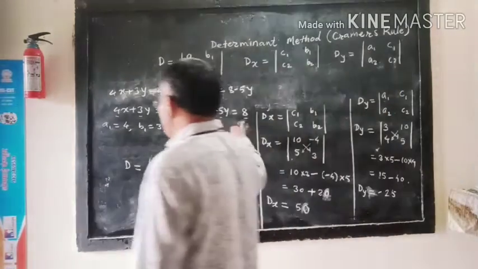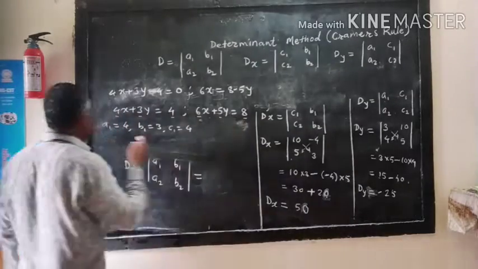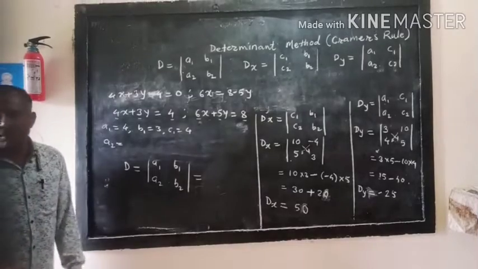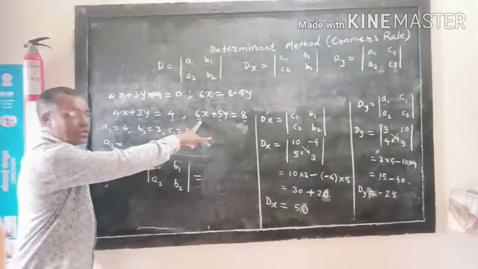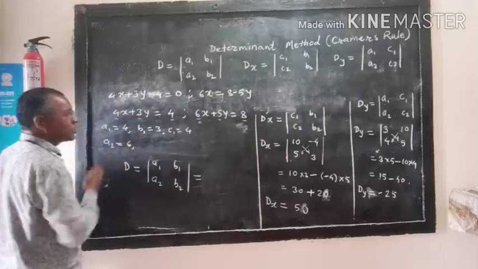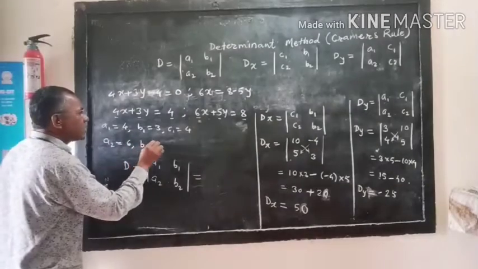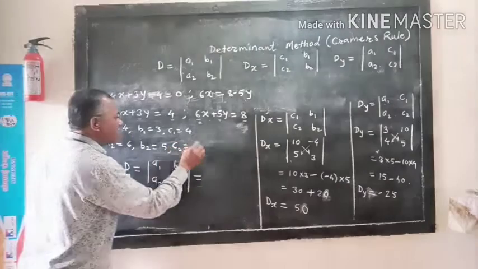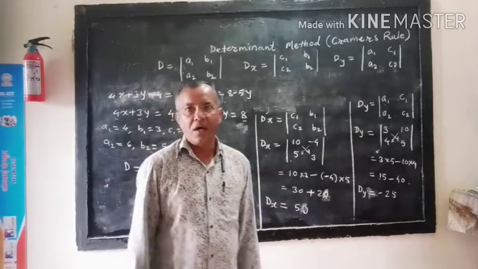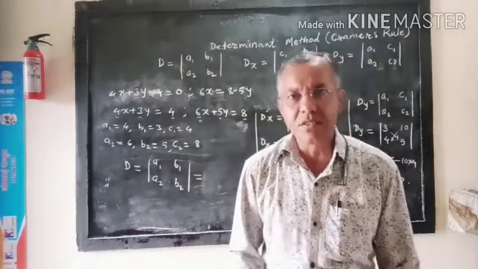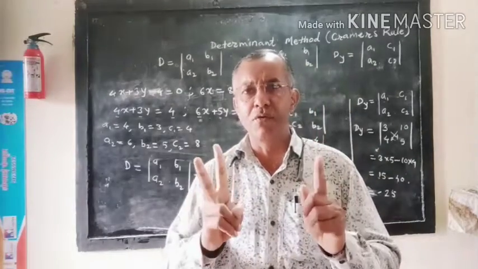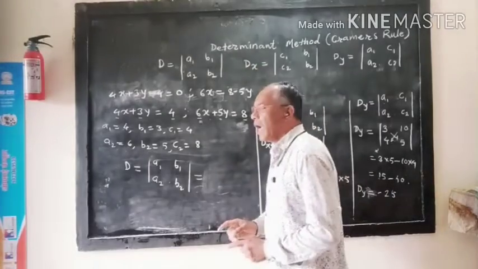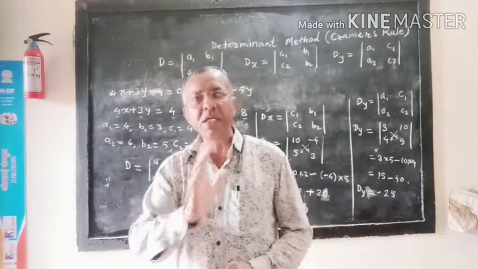Now we write here the values of a2, b2 and c2. What is the value of a2 here? See in the second equation, this is the value of a2. a2 is equal to 6, comma, b2 is equal to 5, comma, c2 is equal to 8. After completing this, you have compared these two equations with the general form of the equations, and we will write the value of D here now.